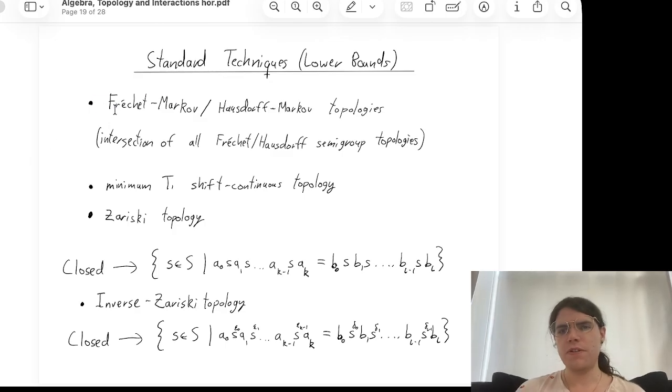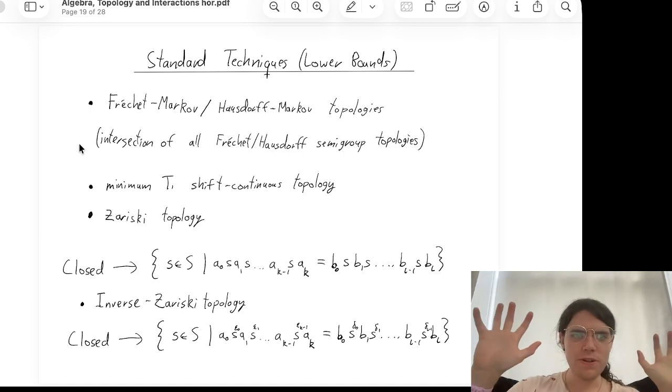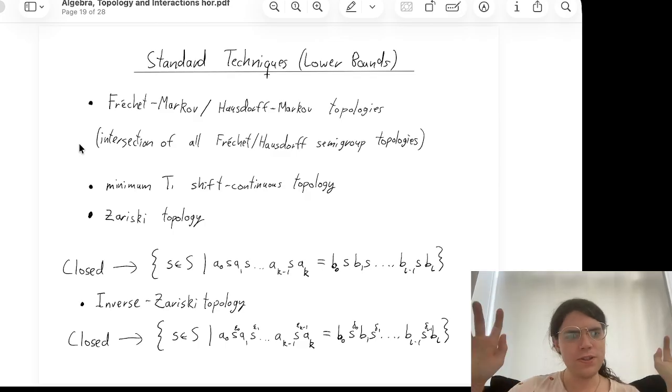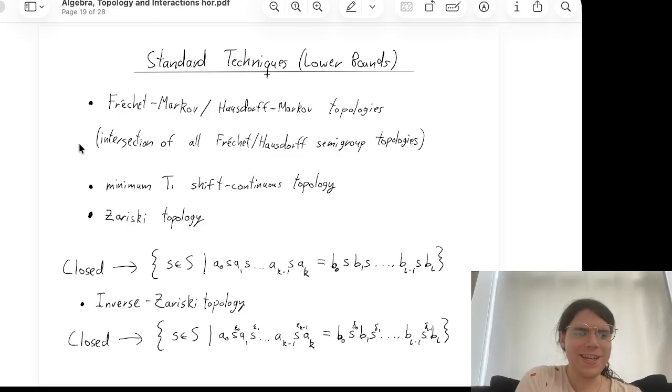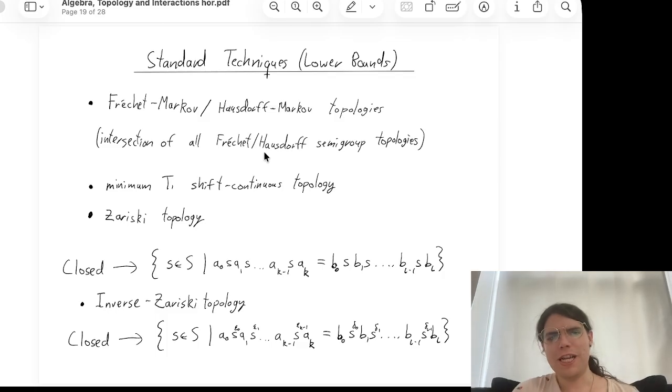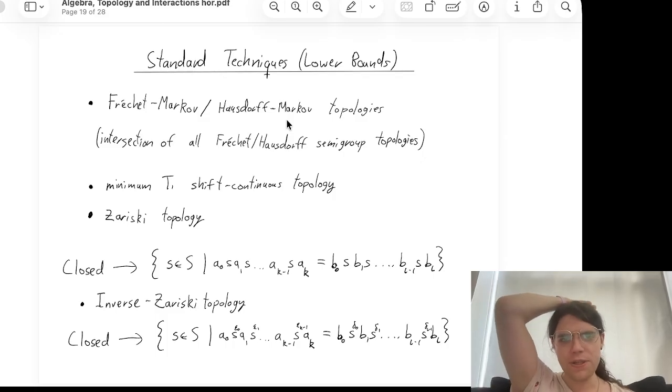So the first ones are the Frechet-Markov and Hausdorff-Markov topologies. If you're interested in, for example, a Hausdorff semigroup topology, and you want the smallest one, then obviously the smallest thing that could work is the intersection of all the things that work. Because the intersection of topologies is a topology, and it's going to be smaller than all the ones that work. So you can just intersect all the Hausdorff semigroup topologies on the semigroup, and that's a well-defined topology. You can ask if it's a semigroup topology, and it often isn't. So the Hausdorff-Markov topology is just the intersection of all the Hausdorff semigroup topologies on the semigroup.